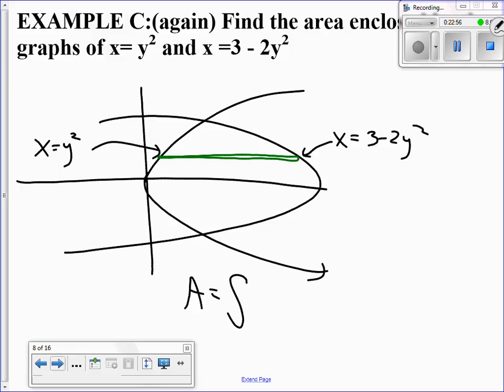Area equals the sum. X right is 3 minus 2y squared. X left is just y squared. And you have to add them up. I'm adding these up from y equals negative 1 to y equals 1. That's the basic setup. Good luck to finish it tomorrow.